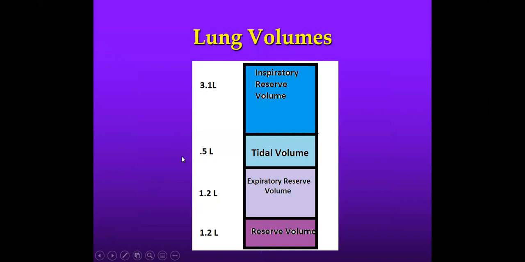Tidal volume is 0.5 liters or 500 milliliters. Inspiratory reserve volume is 3.1 liters or 3,100 milliliters. Expiratory reserve volume, or ERV, is 1.2 liters or 1,200 milliliters. And residual volume is also 1.2 liters or 1,200 milliliters. Okay?